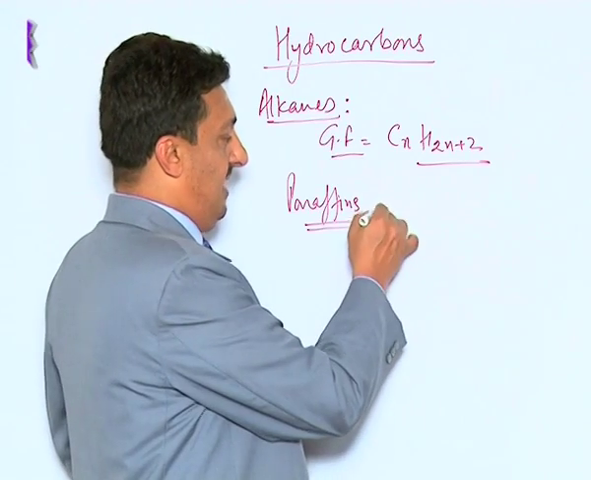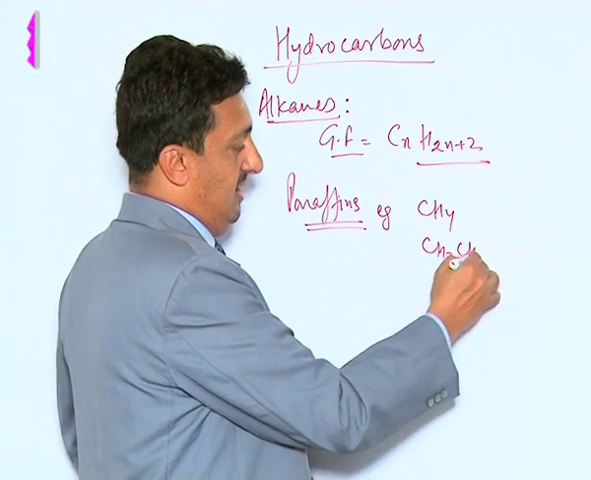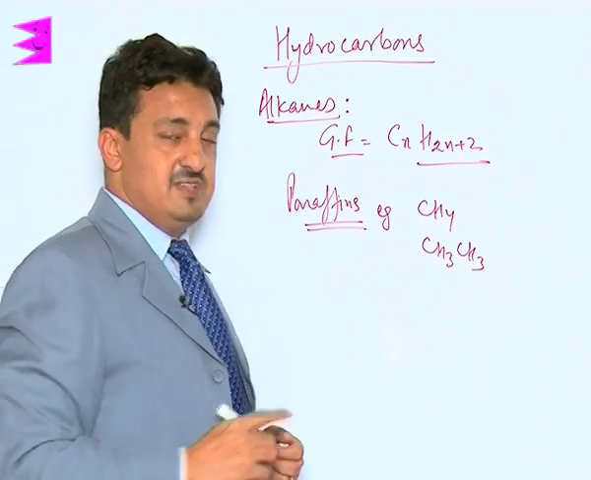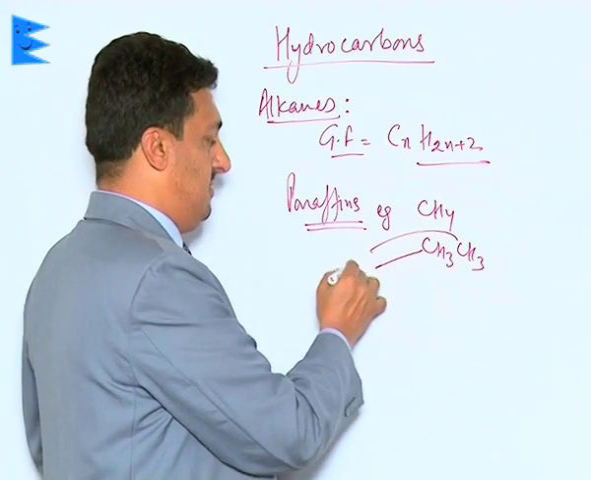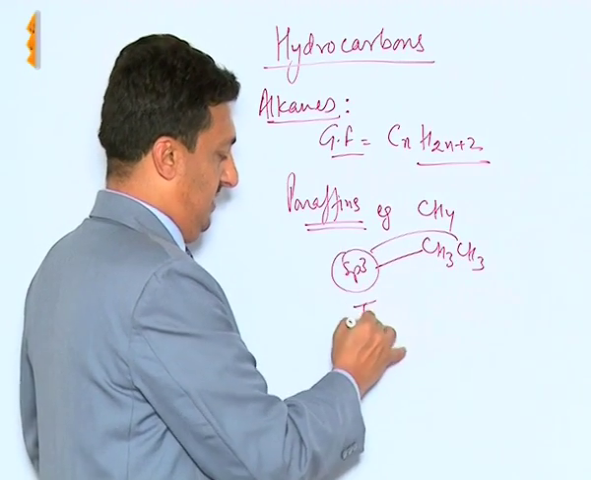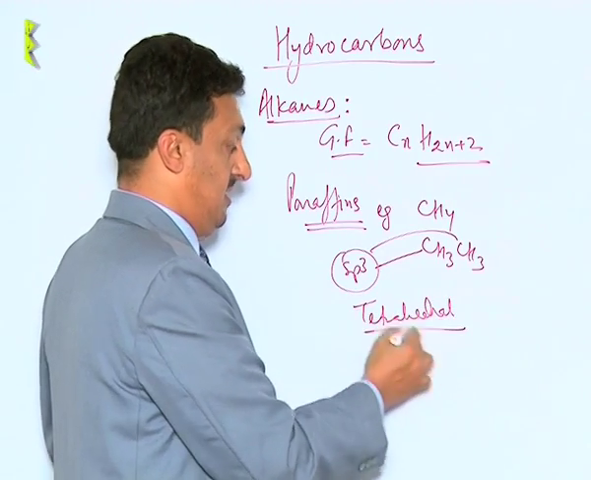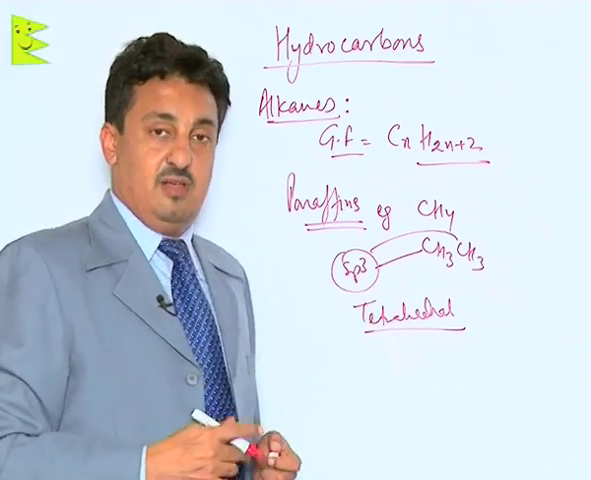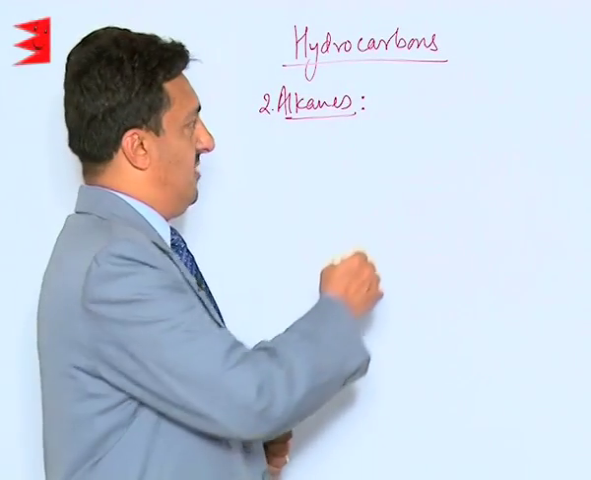The most common examples we include are methane, ethane, etc. One thing which is most important to note in these compounds is that all carbons are sp3 hybridized. They all are tetrahedral and are having the angles of 109.5 degrees. Now let us see the nomenclature and isomerism.